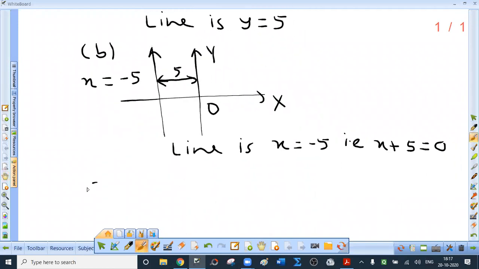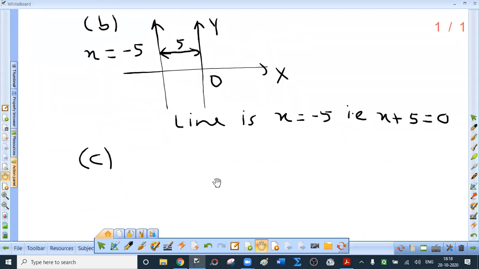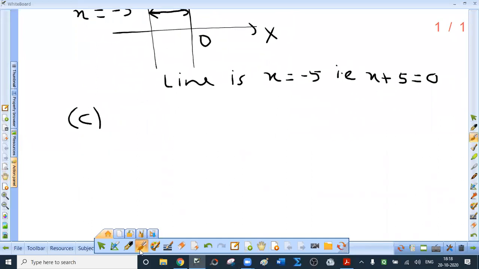So this is B. Then C, parallel to the x-axis and at a distance of 4 units from the point minus 2, 3. Okay, tell me, what will be the equation? It is parallel to the x-axis, and at a distance of 4 units from the point minus 2, 3. Let us draw the graph. Minus 2, 3.